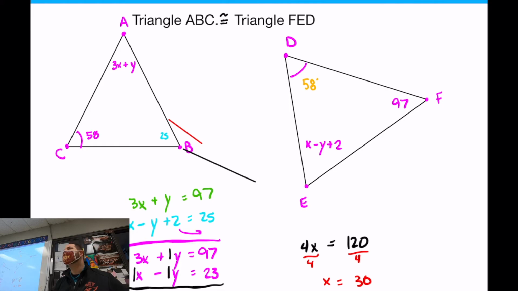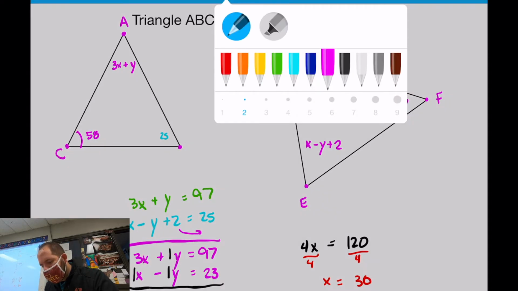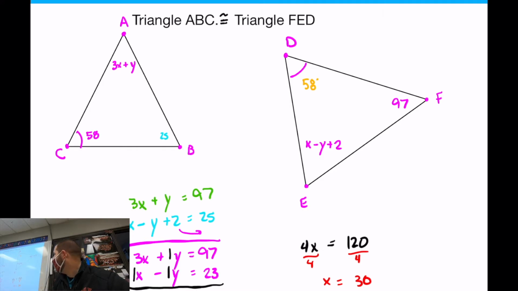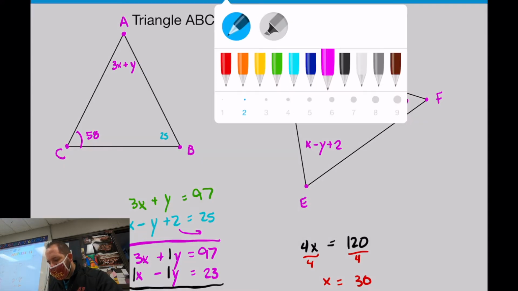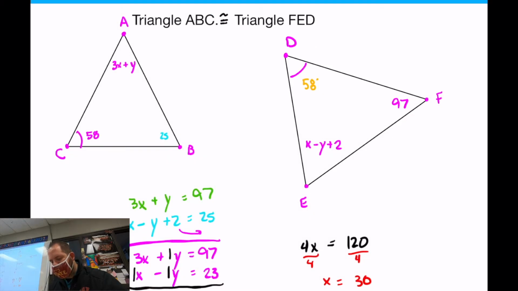Now what should I do with that 30 now? Plug it back in. Yeah, plug it back in, right? Plug it back into one of the two remaining equations. It could be any of these two, right? It doesn't matter which one. But you have to plug the 30 back into the x. It doesn't really matter which one you pick.